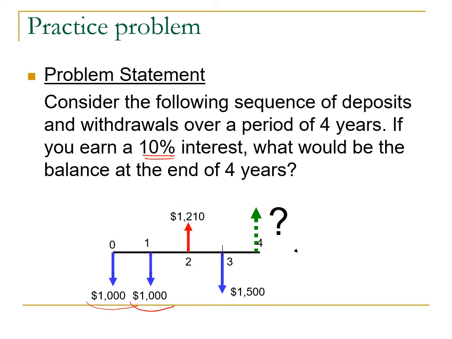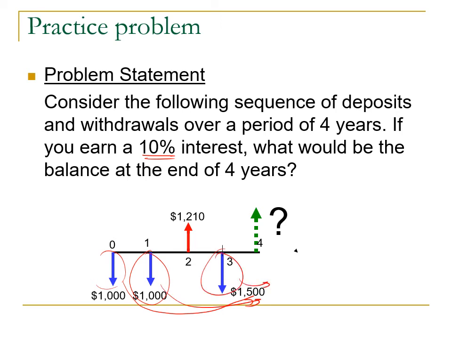Okay, so I believe you worked on the question by yourself, and let's solve it all together. How can we do it? Again, we can do this in different ways. We can do this separately, so we can find the equivalent value of this one at year 4, and this one at year 4, and this one at year 4.